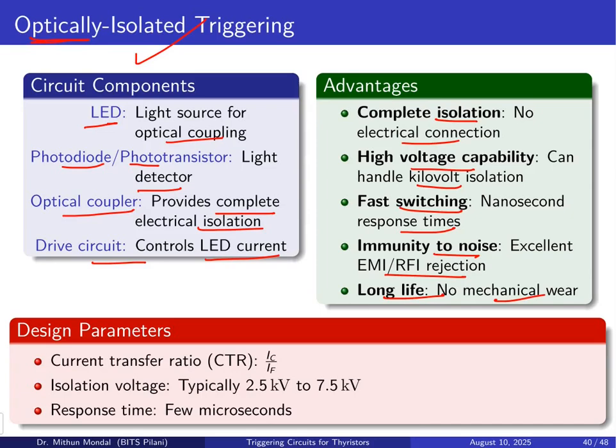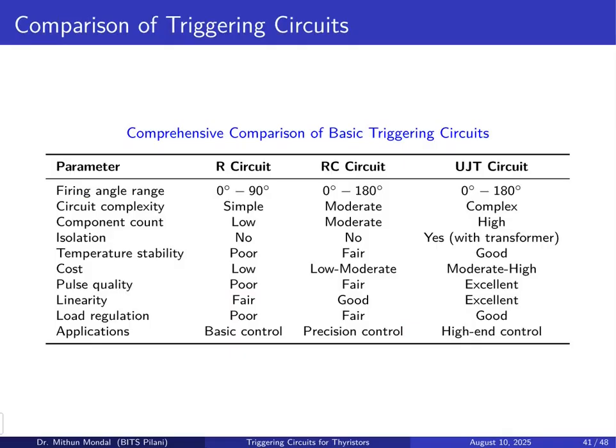For design parameters, the current transfer ratio is given by IC by IF. Isolation voltage is typically in the range of 2.5 kilovolt to 7.5 kilovolt, and the response time is a few microseconds. Now, this is the complete comparison of the different triggerings: R triggering, RC triggering, and UJT triggering. For the firing angle range, R triggering is the poorest at 0 to 90, while the others have 0 to 180 degrees.